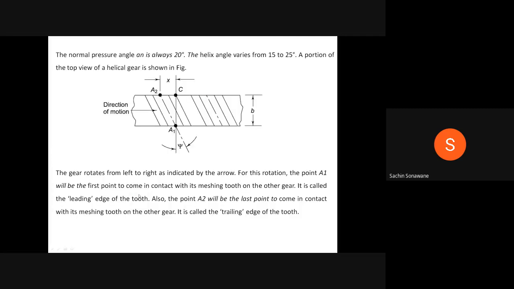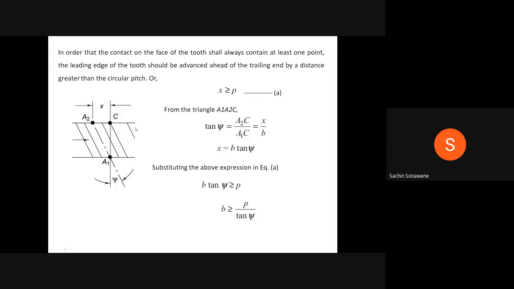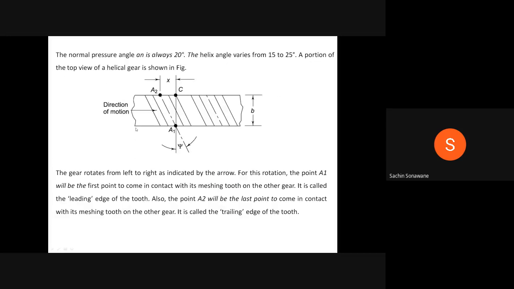Now, we have to find out face width B. This is the face width B. This figure is the top view of the gear.